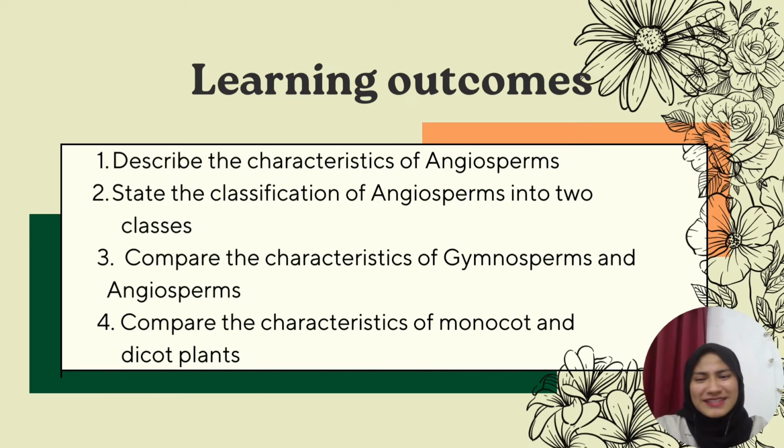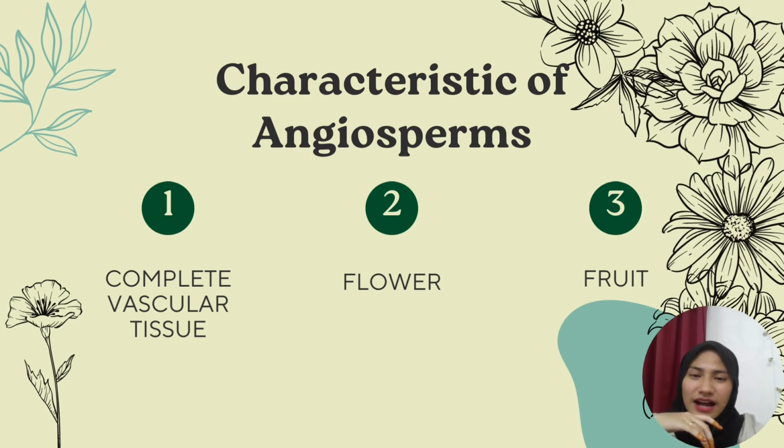So before we start, what do you guys think about angiosperm? Actually, angiosperms are plants that produce flowers and bear their seeds in fruits. So there are three characteristics of angiosperm. The first one is complete vascular tissue, the second one is flower, and the third one is fruit.